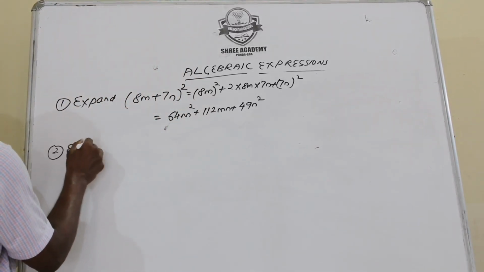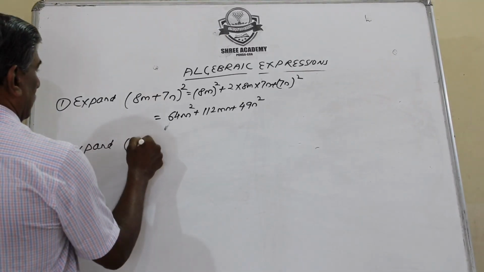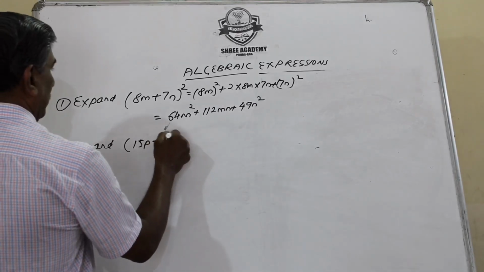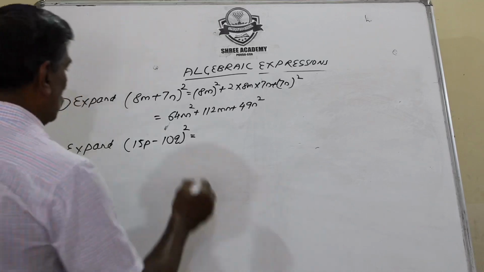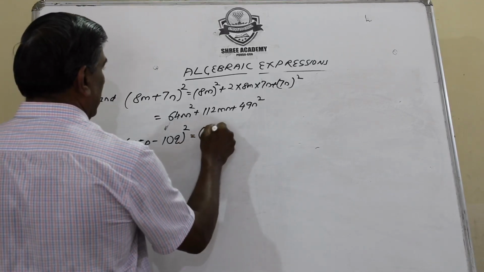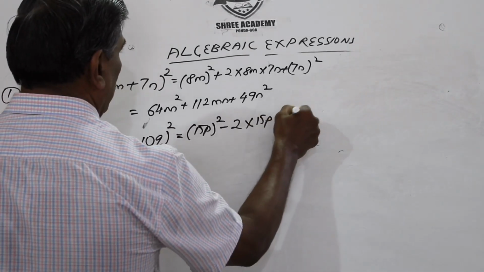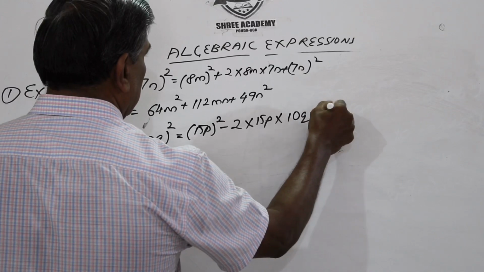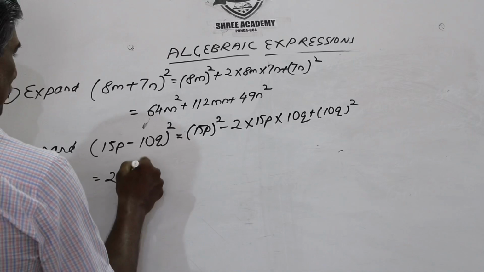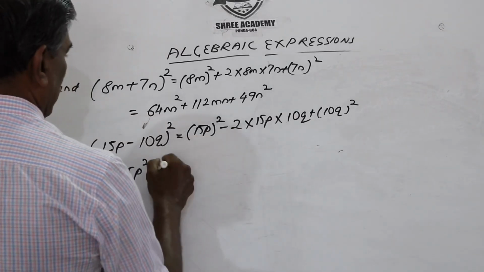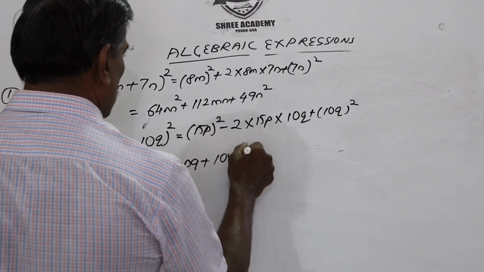Second, we can just expand 15p minus 10q the whole square. If we see, this is nothing but a minus b the whole square. So this has to be written as 15p the whole square minus 2 into 15p into 10q plus 10q the whole square. This becomes 225p square minus 300 pq plus 100q square.